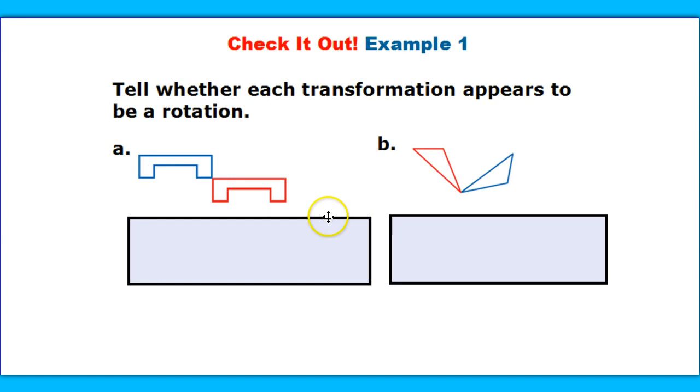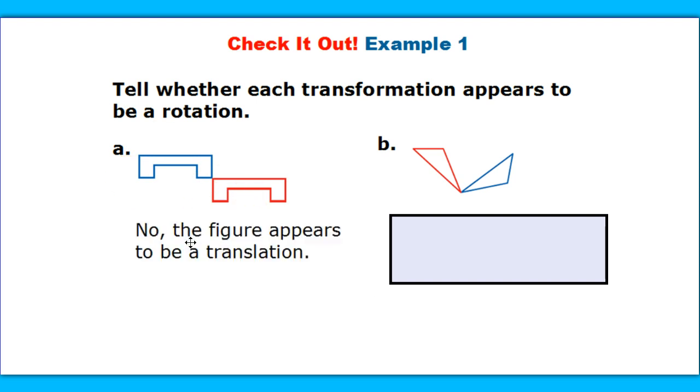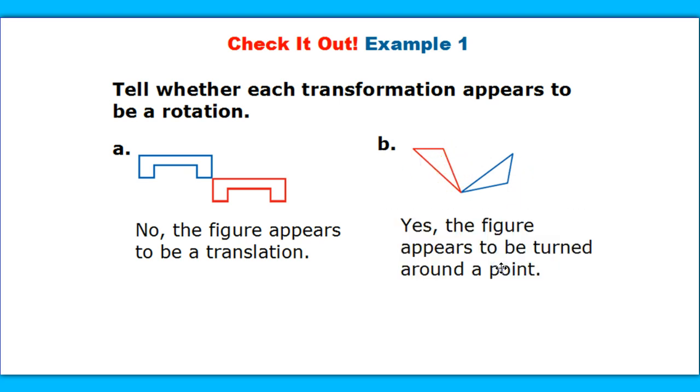So how about here? Does A appear to be a rotation? And if not, what would you think this is? Hopefully you see it looks more like a translation, right? It looks like it's slid horizontally and vertically. And B, this triangle, could it have rotated to become this triangle? And yes, it looks like it appears to be rotating about a point right here, huh?